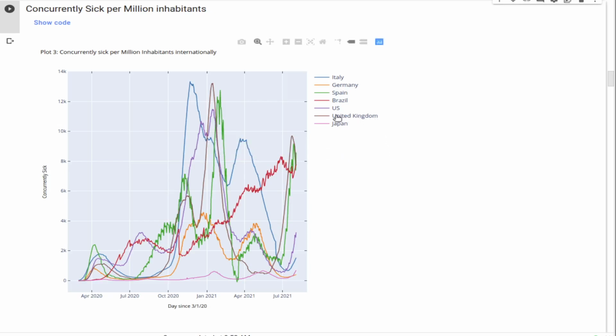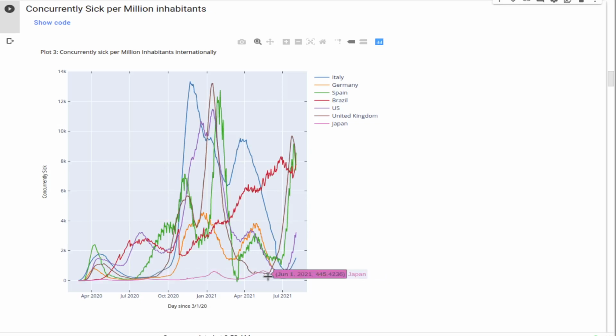And then there's also the curve of the United Kingdom in brown, which we can see here. And we can see they all have this uptick of concurrently sick. So most countries in the world actually have this uptick. And it's all because the Delta variant is spreading. And it was spreading particularly early in Great Britain, in the UK, which you can see in this brown curve. It actually has this peak again in January, like we had. Then it goes down, but now it goes up again.